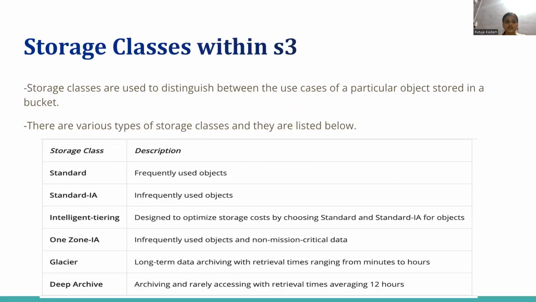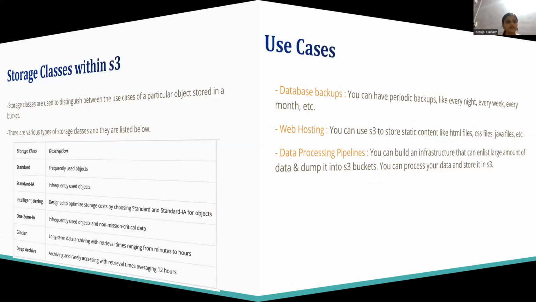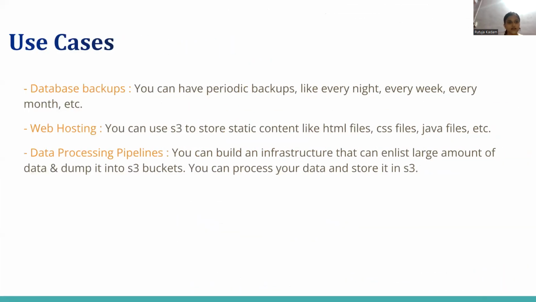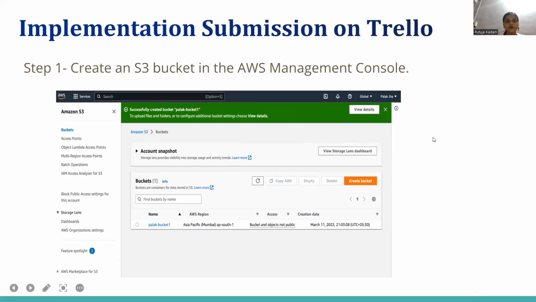Storage classes within S3. So what are storage classes? Storage classes are used to distinguish between the use cases of a particular object stored in a bucket. Here are some storage classes provided by S3: standard IA, intelligent tiering, one zone IA, glacier, and deep archive. Use cases. Here are some use cases that S3 can offer: database backups, web hosting, and data processing pipelines. This is the project we are working on, that is data processing pipelines.